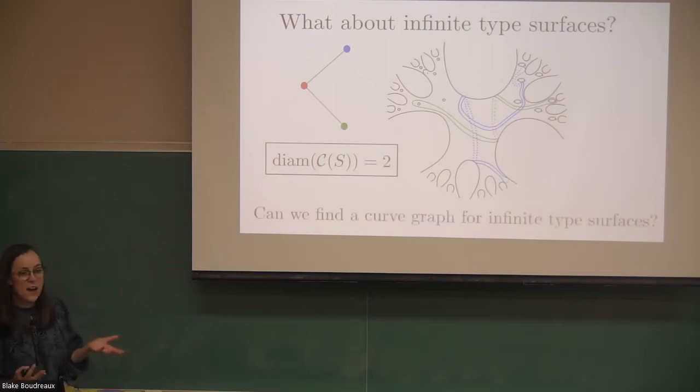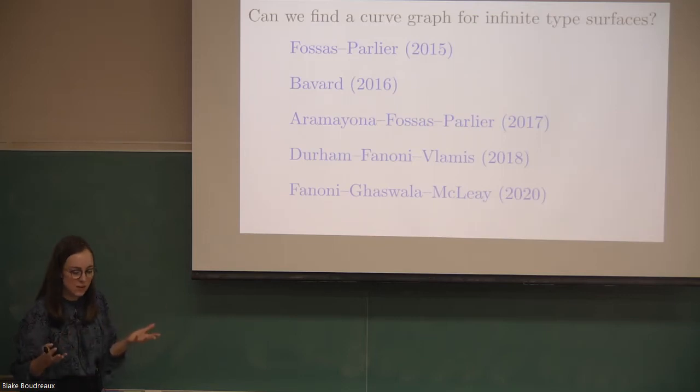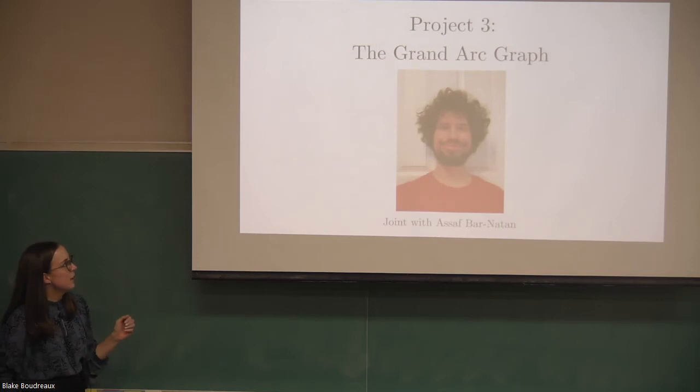So can we find a curve graph for infinite type surfaces that satisfy the criteria that we want? Delta hyperbolic, connected, infinite diameter. Those are the big ones. There's been a lot of research done trying to find graphs that fit all of these criteria, but we have two big issues. Either we find a great graph, but it only works for a couple of different surfaces, so that ends up being a bit of a bummer. Or we end up getting graphs that apply to a lot of different surfaces, but they're missing one or two of the properties that we really, really want. So this is going to lead me into my third project, which is titled the Grand Arc Graph. This was done in joint work with Assaf Bar-Natan, who's currently a postdoc at Brandeis.